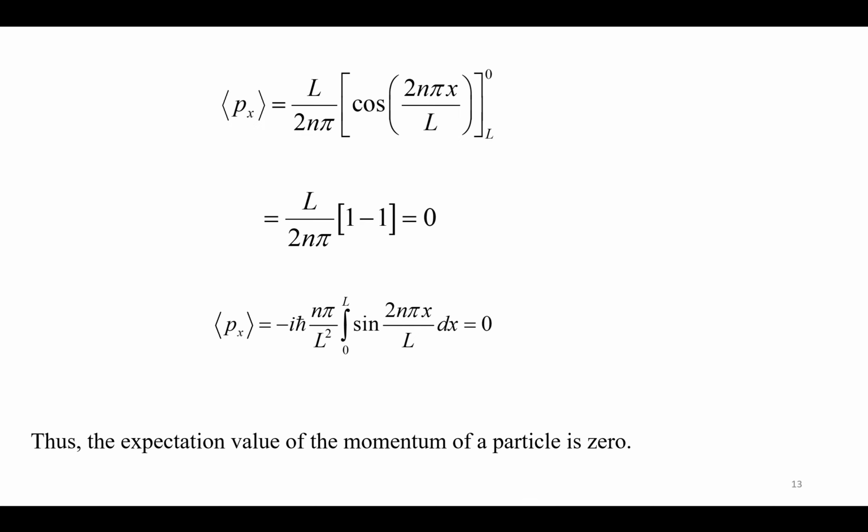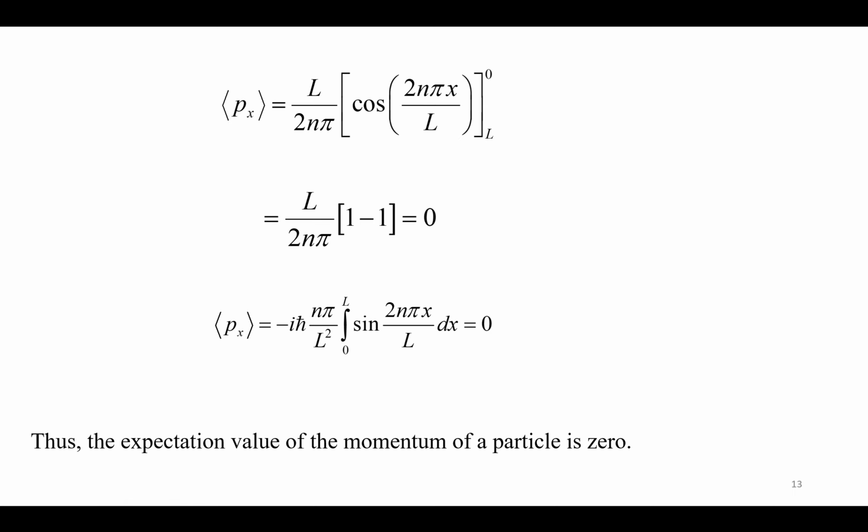Now you substitute the upper limit. Upper limit is nothing but 0. So we have cos 2 n pi times 0 divided by L. Cos 0 is 1. Now substitute the lower limit, which is nothing but, instead of x you are going to substitute L. L will cancel. So you have cos 2 n pi, again this becomes 1. So 1 minus 1 is 0. So the expectation value of the momentum of the particle is 0.